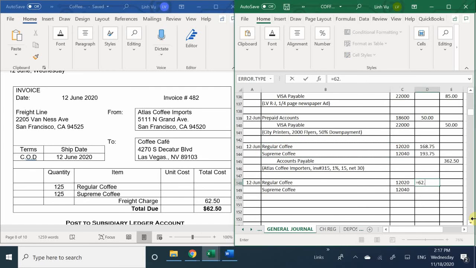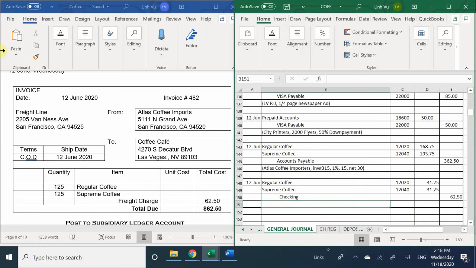$31.25 is going to go to your regular coffee, and the other $31.25 is going to go to your supreme coffee, to give you a grand total of $62.50. Again, you mentioned that because you're paying COD, you will be writing a check.